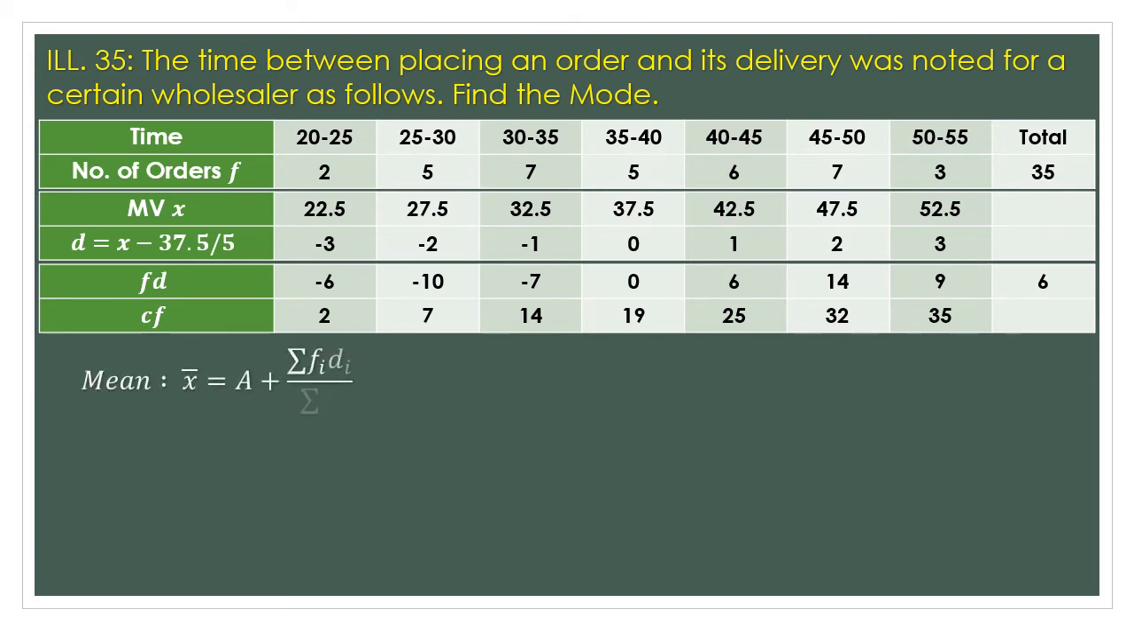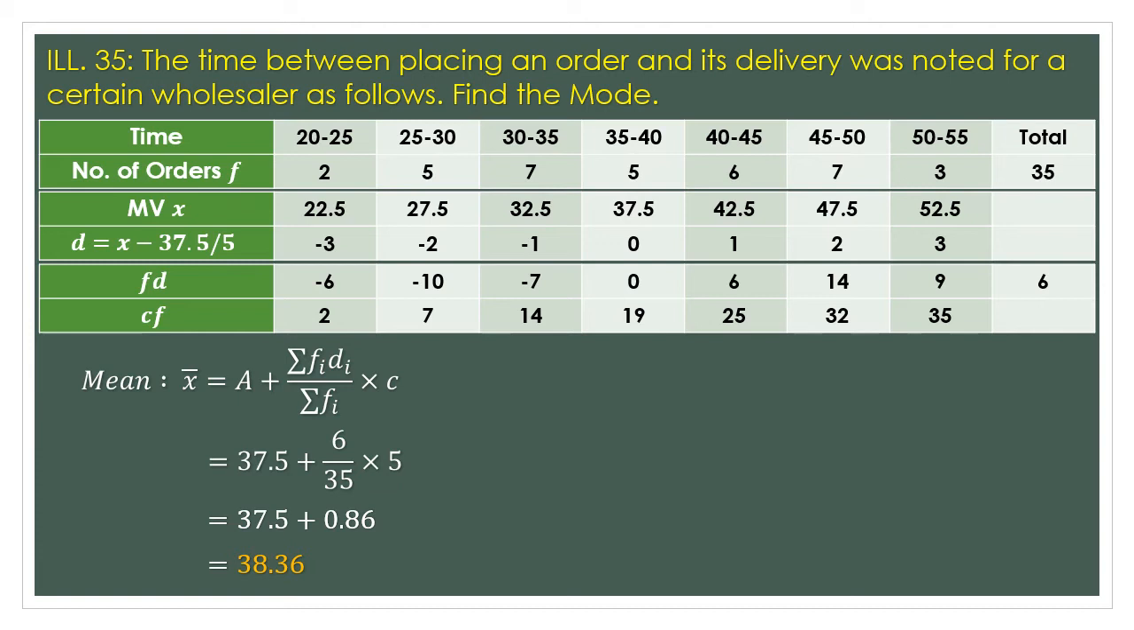First I am going to start with the mean, that is x bar is equal to a plus summation fi di upon summation fi into c. Now assumed mean is 37.5, summation fi di is 6, total frequency is 35 and the class length is 5. So just simplify this, and that way you will get your answer 38.36. Okay, so that's the time taken in hours for the difference between placing an order and getting its delivery.